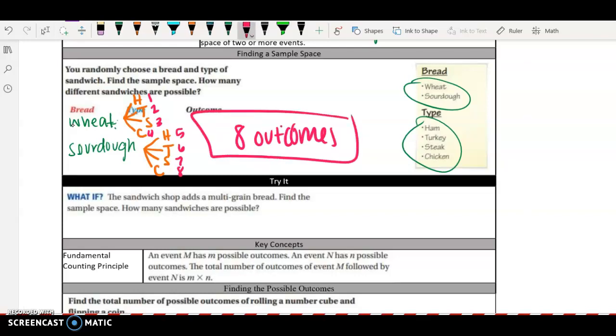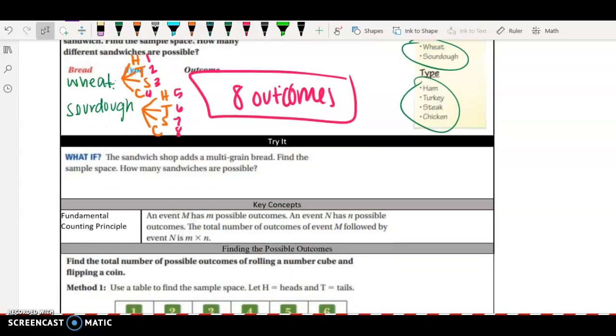And so the sample space is my tree diagram, and then the outcomes would be how many outcomes there are. For each branch on my tree diagram, that gives me 1 outcome. So I just count how many branches come off of each thing. And so we're going to do the try it. I want you to do this one on your own and then check your answer with mine.